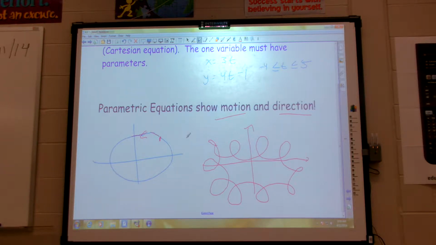If I'm in parametric equation form, this is very, very easy to graph. Very easy, with one statement. So that's why we need parametric equations, because not all things in life are nice, neat curves. They might be some wicked things.